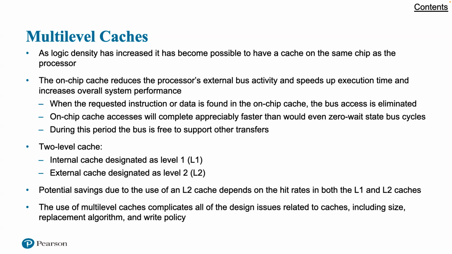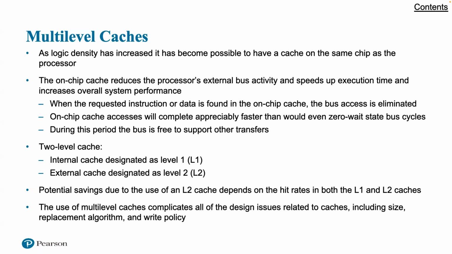The inclusion of an on-chip cache leaves open the question of whether an off-chip or external cache is still desirable. Typically, the answer is yes, and most contemporary designs include both on-chip and external caches. The simplest such organization is known as the two-level cache, with the internal cache designated as level 1, L1, and the external cache designated as level 2, L2. The reason for including an L2 cache is as follows. If there is no L2 cache and the processor makes an access request for a memory location not in L1, then the processor must access DRAM or ROM memory across the bus. Due to the typically slow bus speed and slow memory access time, the result is poor performance.